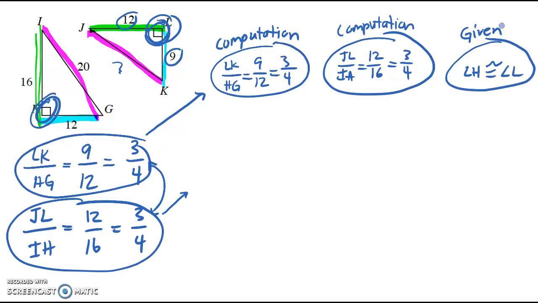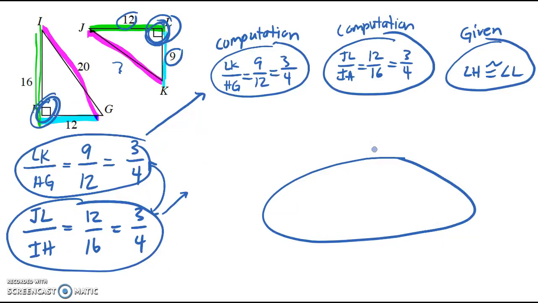Okay, and then that's enough to say side-angle-side similarity. So down here, we're just going to name the triangles similar. It doesn't matter which triangle you name first. I'll just do this first one right here. So we'll just call it IHJ. So triangle IHJ.